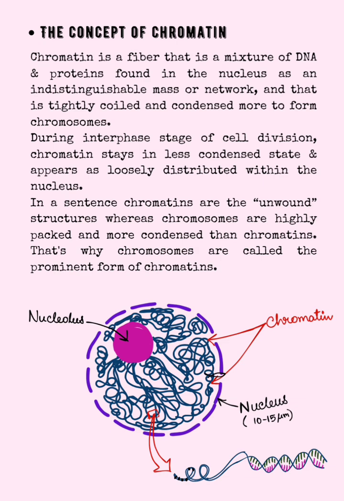Chromatin fiber is a mixture of DNA and proteins present in a nucleus as an indistinguishable mass or network that is tightly coiled and condensed to form a chromosome. In a word, chromatin is the unwound structure of chromosome. In the figure, we can see how chromatin is present inside of a nucleus.